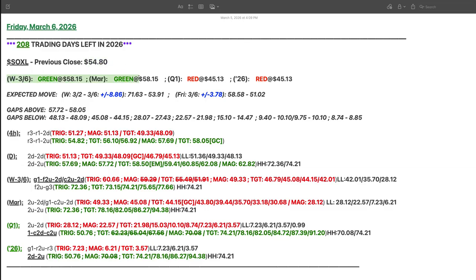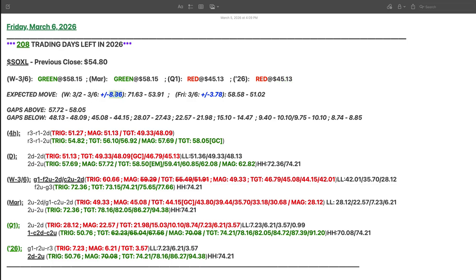We know that the week and month are red, and in order for them to turn green, they've got to reach that 58.15 level. But we do know that the quarter and year are green, and for them to go red, we'd have to get all the way down to this $45 level. So pretty much in between there, a little bit closer to flipping the week and the month green to put us back in a full time frame continuity.